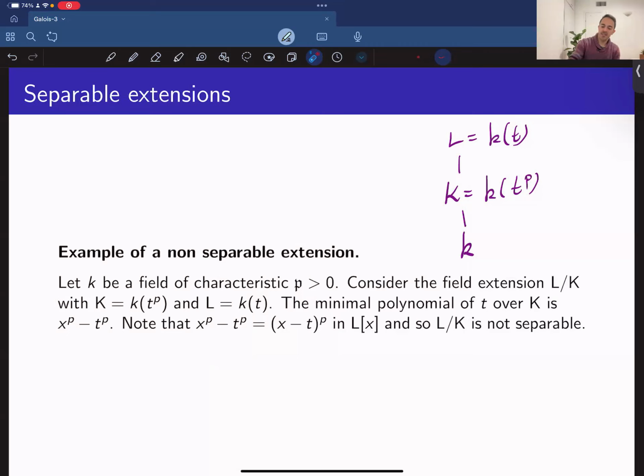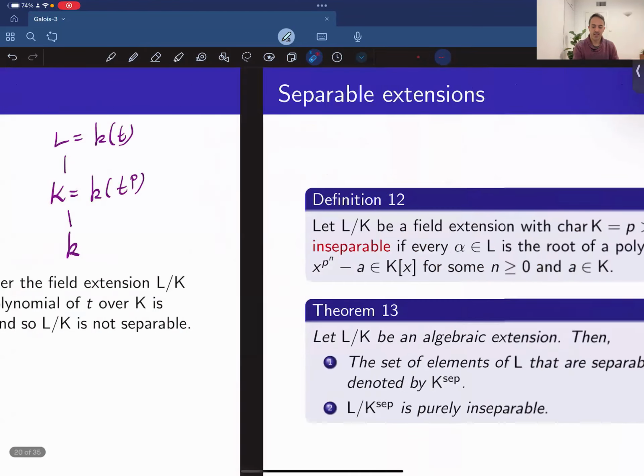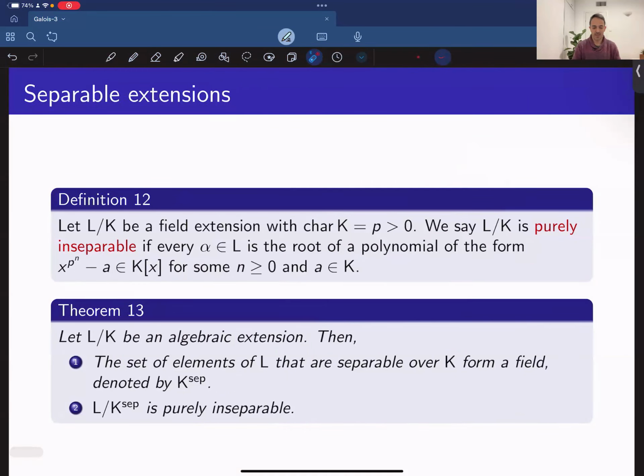Good. So you see this is an extension which is not separable because, in fact, something even more extreme happened. You found an element whose irreducible polynomial doesn't just have a multiple root. Actually, it has only one root, repeated p times. This is an extreme example. But actually, it's not an extreme example. That's essentially what you can always make happen.